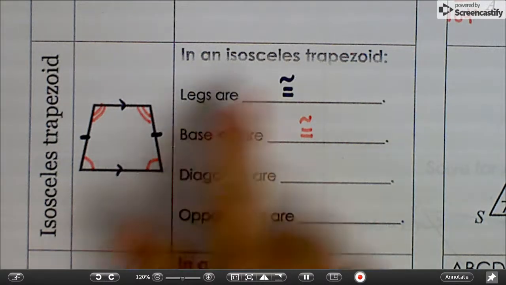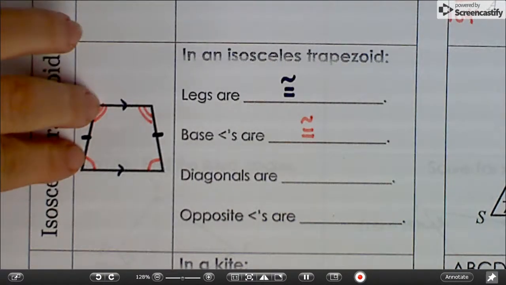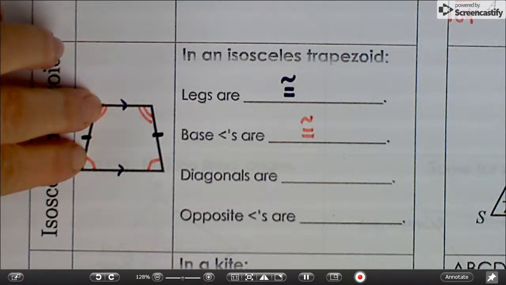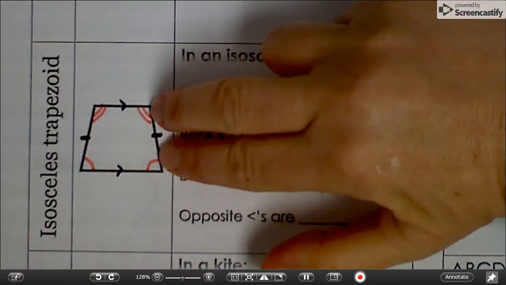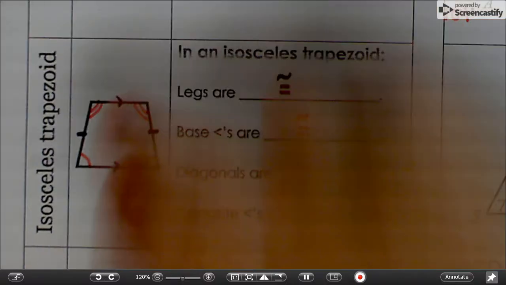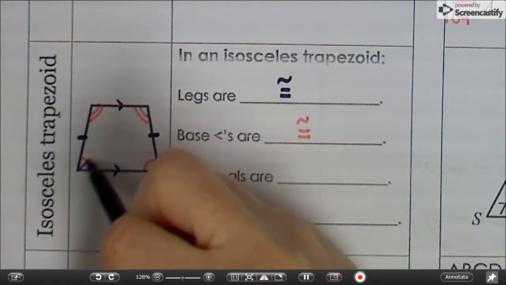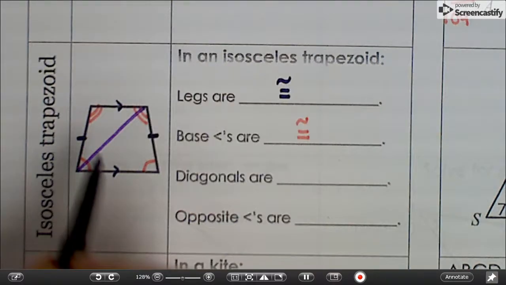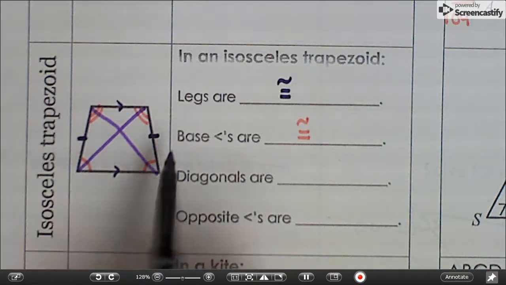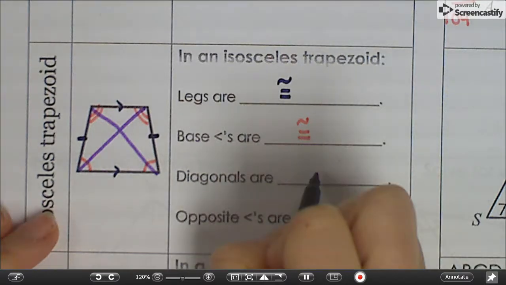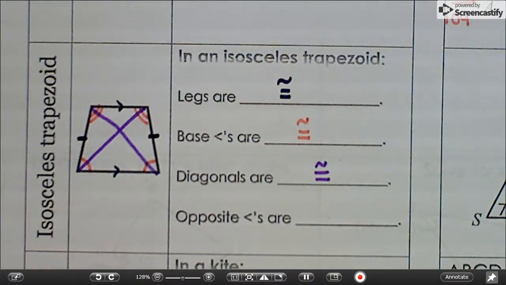All right, also they have the same property where consecutive angles are supplementary. So these two would be supplementary, and these two would be supplementary also. All right, diagonals, just like on the other one, diagonals go from one vertex to the other. And because these are consistent, the diagonals are congruent also.